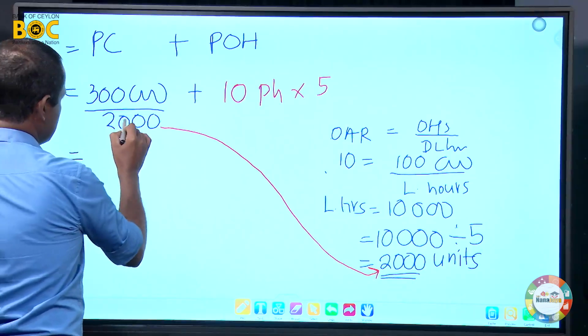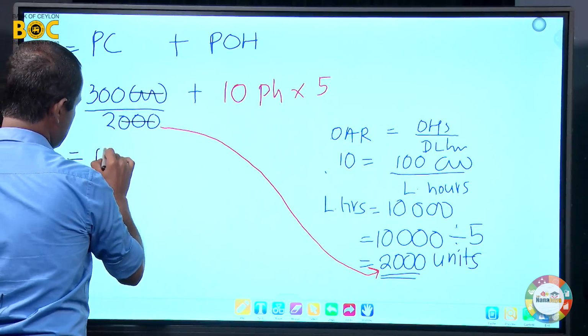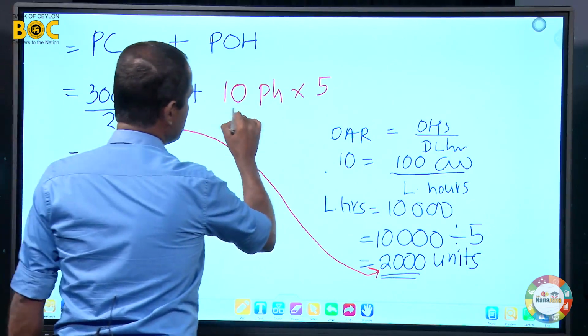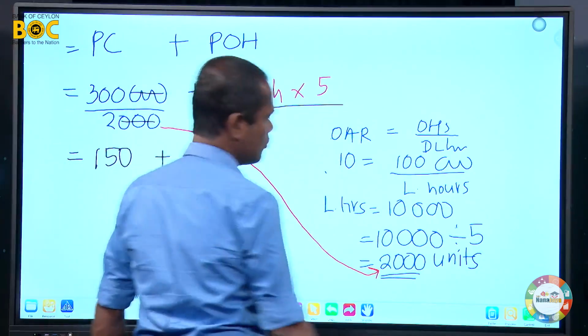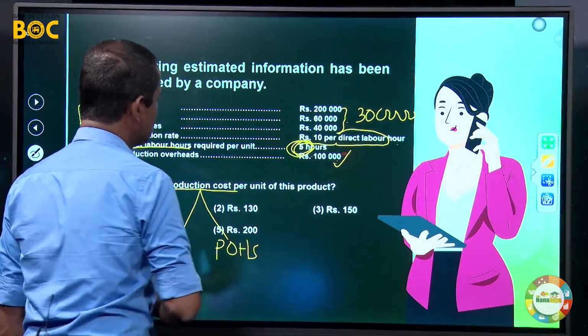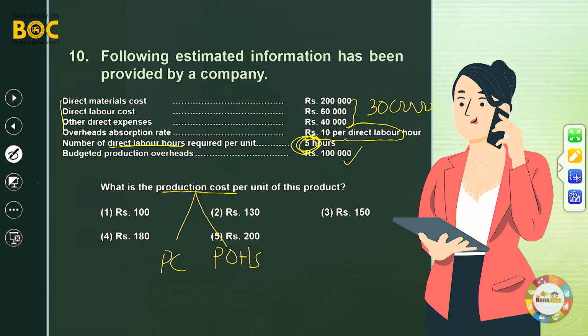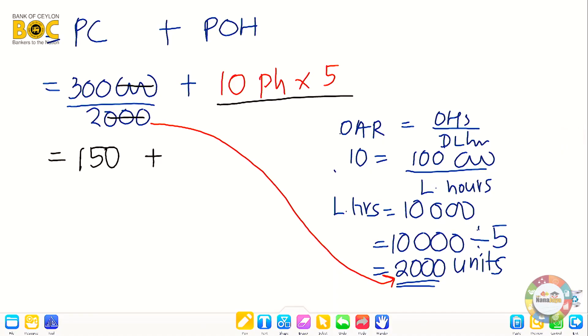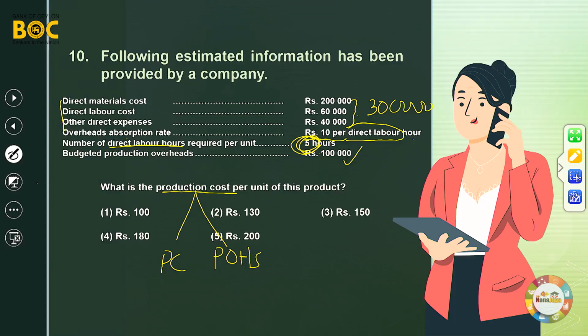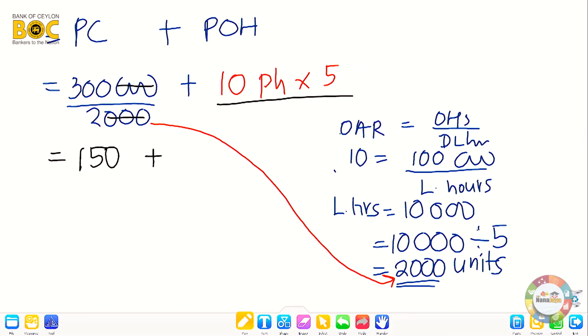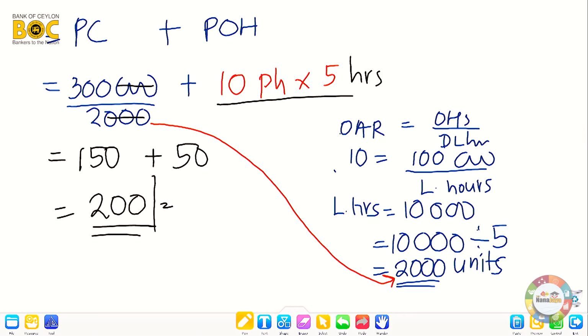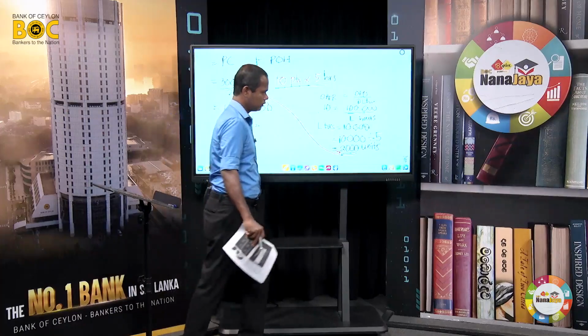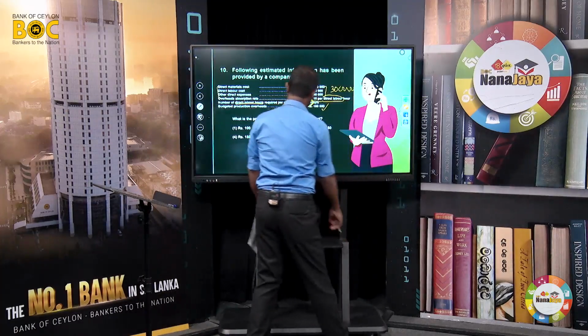300,000 divided by 2,000 is 150. 10 into 5: 5 is the number of hours required per production unit, so 10 into 5 is 50 rupees. The addition comes to 200 rupees. This is the requirement: production cost per unit.